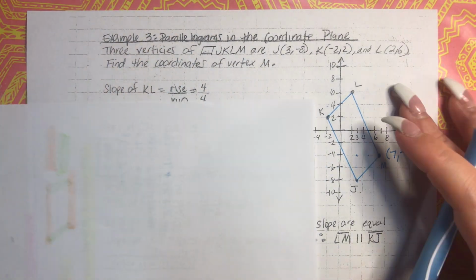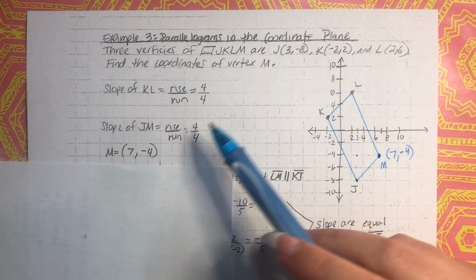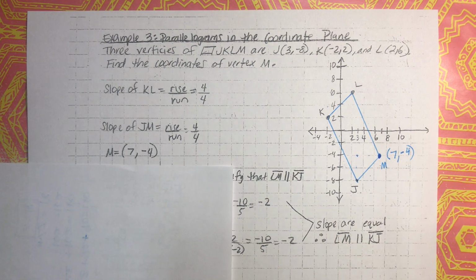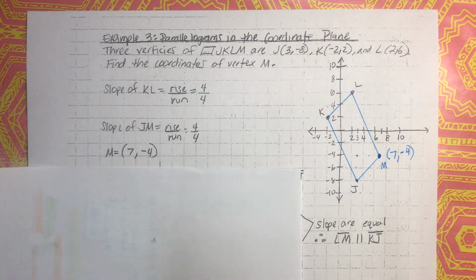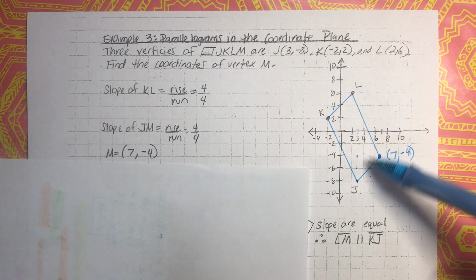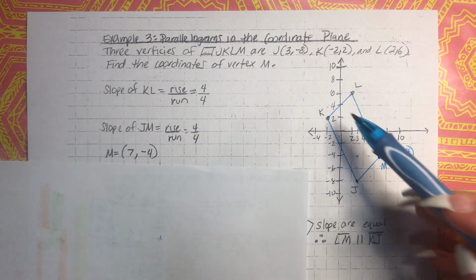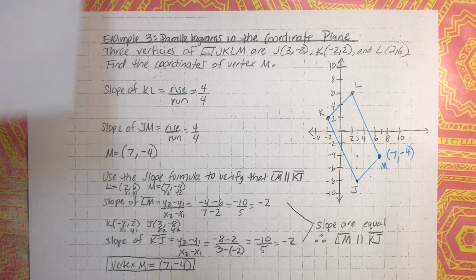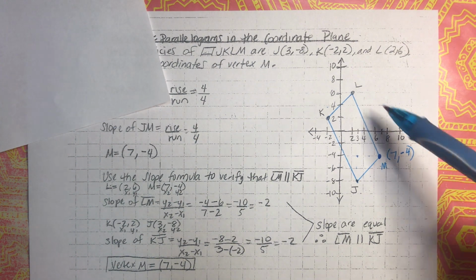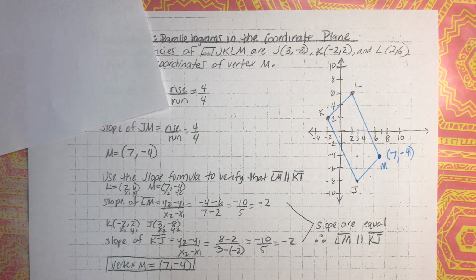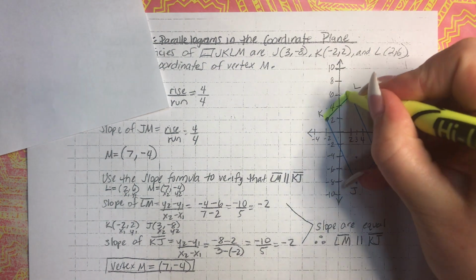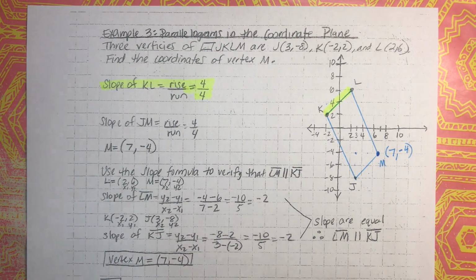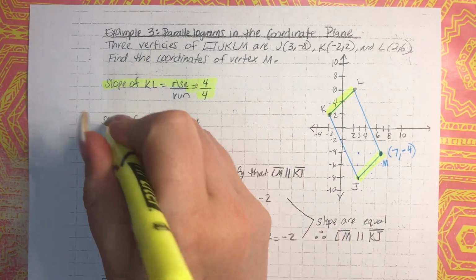So for JM, the rise over the run should be up 4 over 4, and that should be M right there, (7, -4), which is what we got. Now we want to use the slope formula to verify that this is the right point. We used these 2 sides: this is KL, and that was this slope, and we used JM, which is this slope.